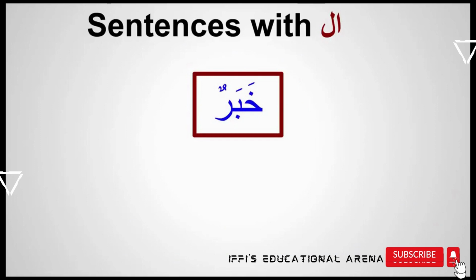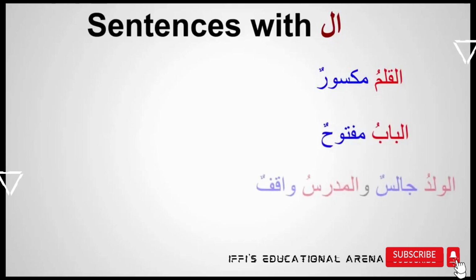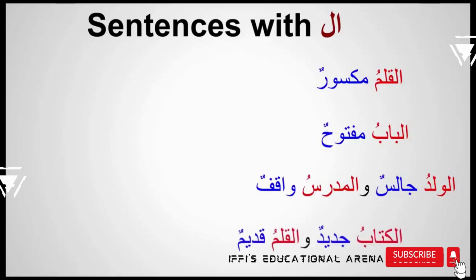What about khabar? So we've been talking about mubtada all the while, so we're missing khabar. So let's go to khabar today inshallah. Khabar is giving some news about mubtada. So if you see in all these sentences, al-qalamu maksurun, maksurun is the khabar, al-babu maftuhun, al-waladu jalisun, wal-mudarrisu waqifun. If you notice something here, al-kitabu jadidun, wal-qalamu qadimun.